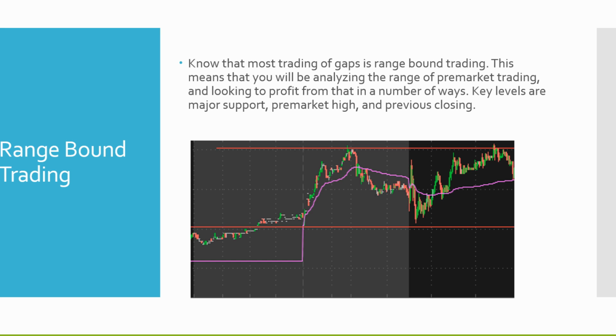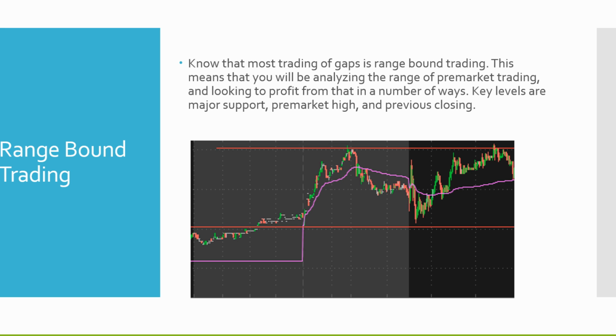Okay, so what people really want to understand a lot of the time about gaps in trading is that most trading of gaps is range-bound trading. This means that you'll be analyzing the range of pre-market trading and looking to profit from that in a number of different ways. But the key levels with almost every single gap that I see are the major support in pre-market, the pre-market high, and the previous day's closing price.